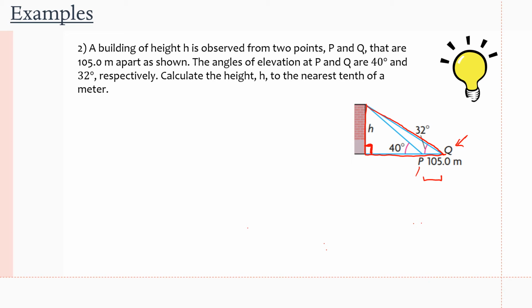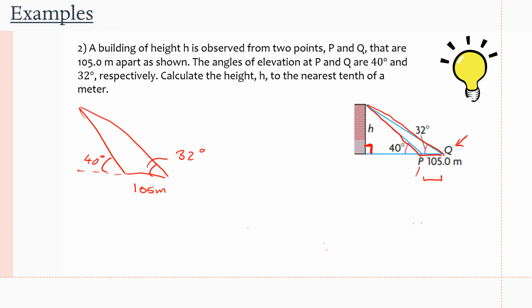So what do we want to do here? We actually want to work with this triangle, not that one. With this little triangle right here, which I'll actually take out of the question just so we can see it a little better. This is 105 meters, 32 degrees, which I'll put out here. And out here, this angle is 40 degrees.